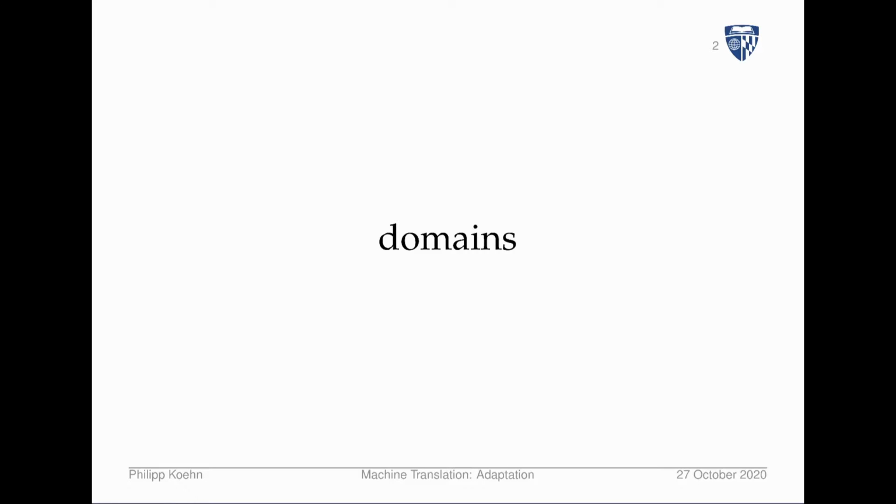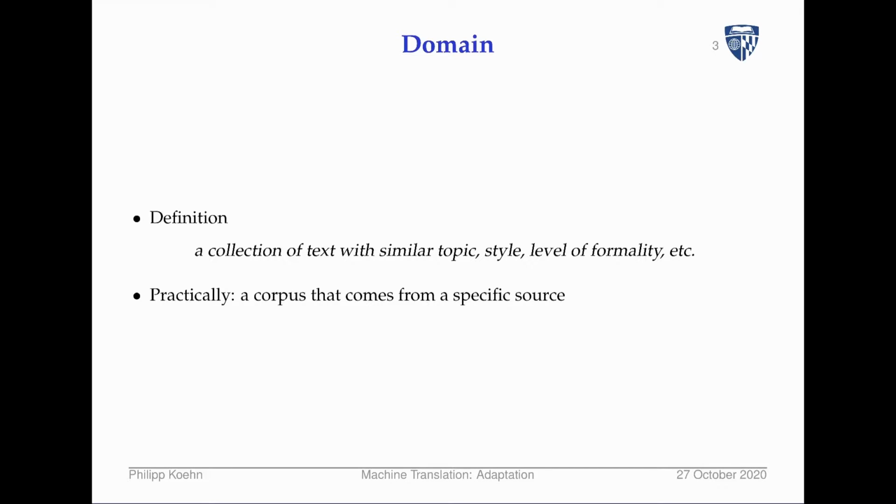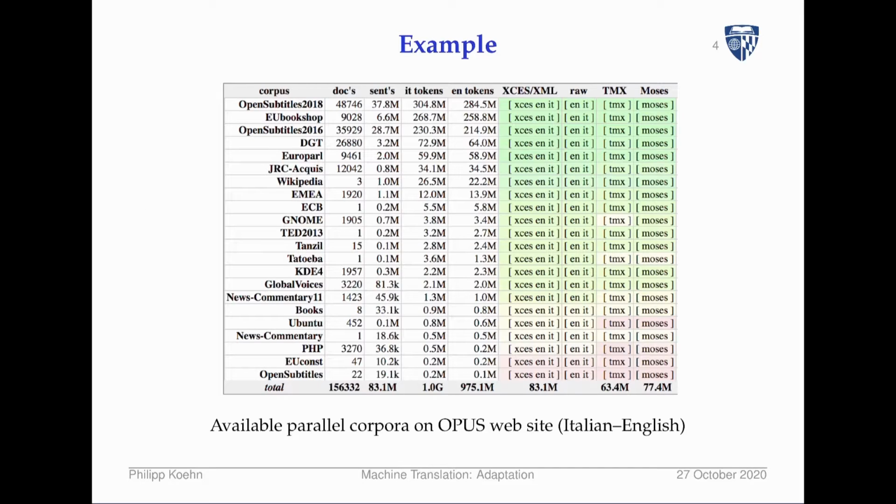So let's first talk about domains. It's a somewhat ill-defined term, as we will realize. The actual practical definition is a collection of text with similar topic, style, level, formality, and so on. Practically, however, this means it's a corpus that comes from a specific source. So we have different sources where we can get our parallel corpora from, and then one source that constitutes a domain.